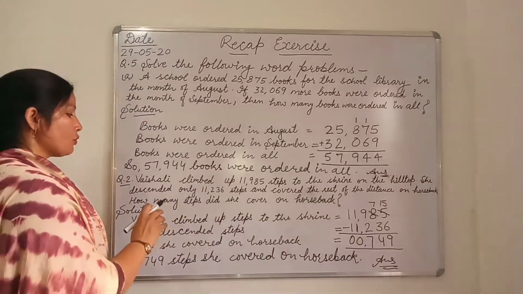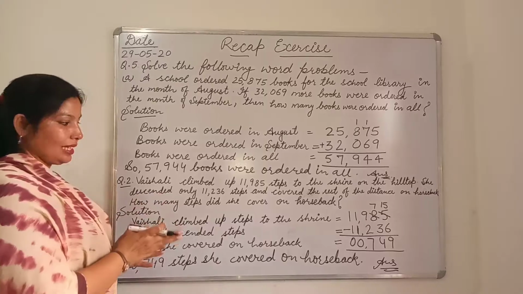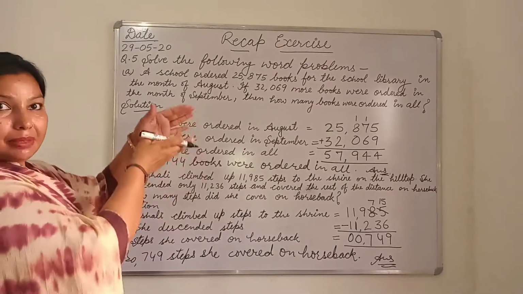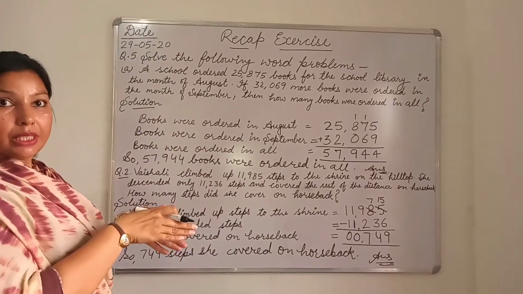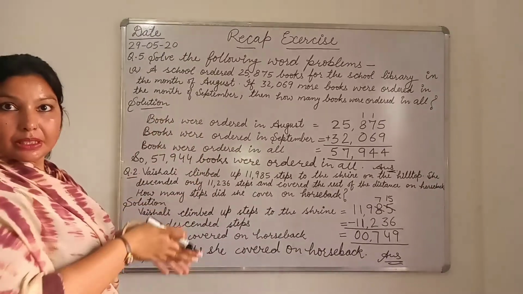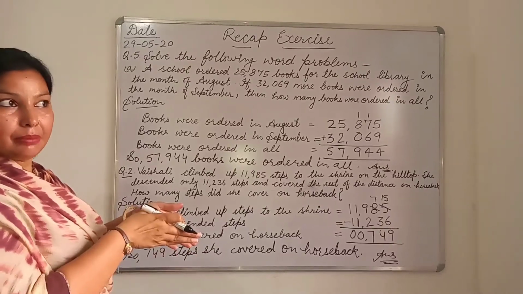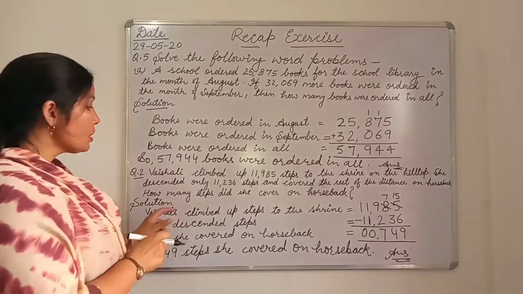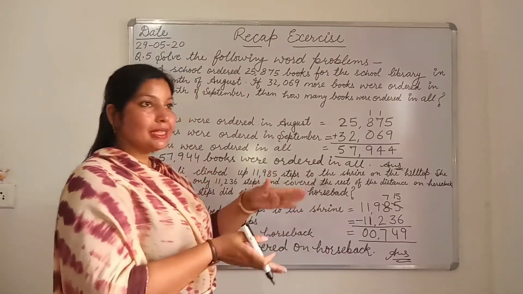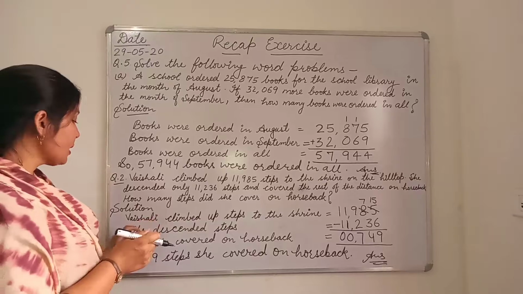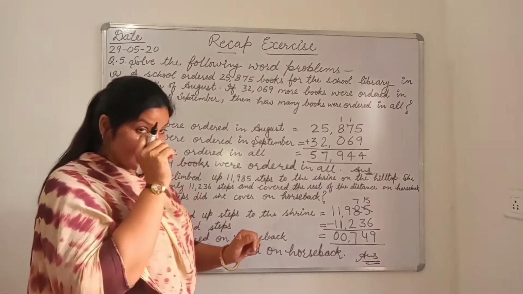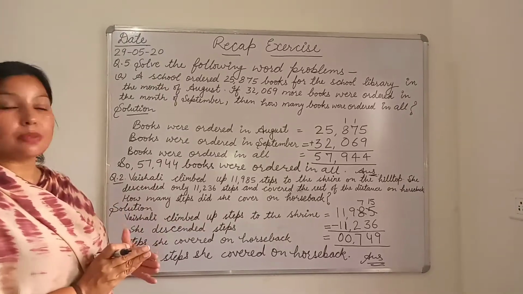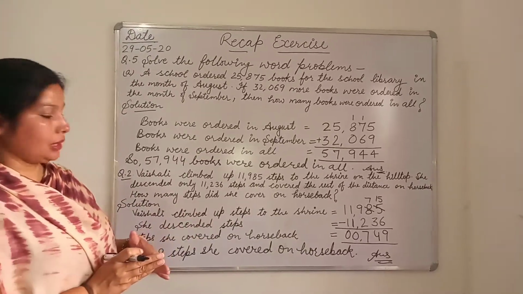Okay. So first of all we will write how much she climbed. That many she climbed, so that means that many she will come down. However much you climb, you will come down that much. Wherever you go, in a temple, whatever you go up, that much you will come down. So she climbed these many steps, so that means total steps are these. She came down 11,236. So how many did she cover on horseback? For that we will do subtraction.